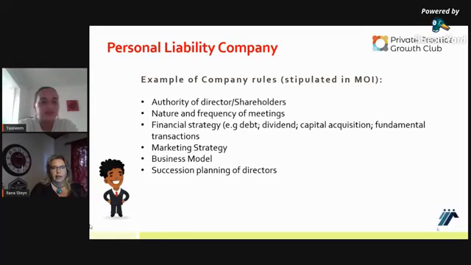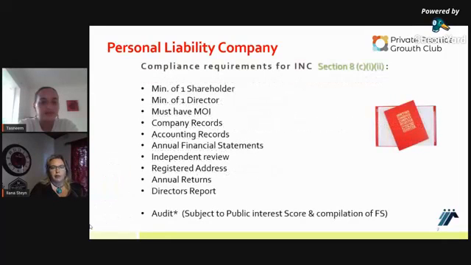Yeah. So maybe running on from there is just the compliance requirements for incorporated companies. So once again, we touched base, and you can remember that hardcover book I showed you last time. But the basic requirements for a personal liability company is basically having one shareholder and a minimum of one director. So you can always have more.